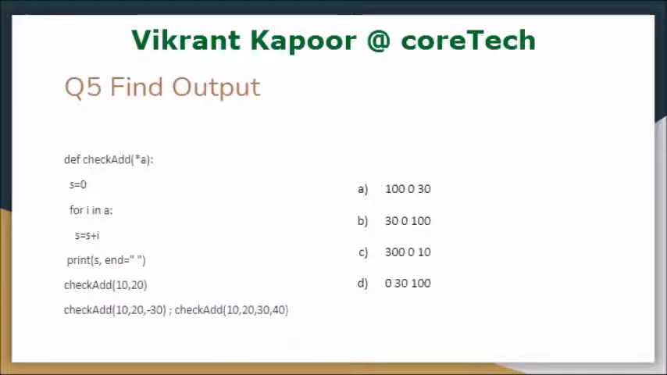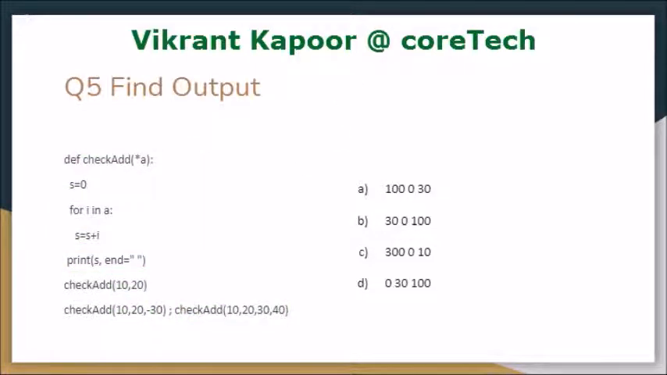Next question. A function is now having an asterisk symbol as an argument. An asterisk symbol as an argument says that we can pass as many values as we want. The function is being called three times, number 1, number 2, number 3. So we should have three different sets of values.